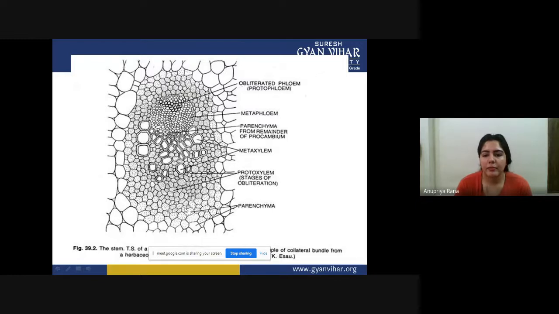So these are the parenchymatous cells which are basically storing the material. The protoxylem stages are obliterated. Always remember the metaxylem are the larger tissue, okay, and the protoxylem are the smaller ones. Most of the time the protoxylem are towards the stages of obliteration, and they are oval in shape, while the metaxylem are hexagonal.